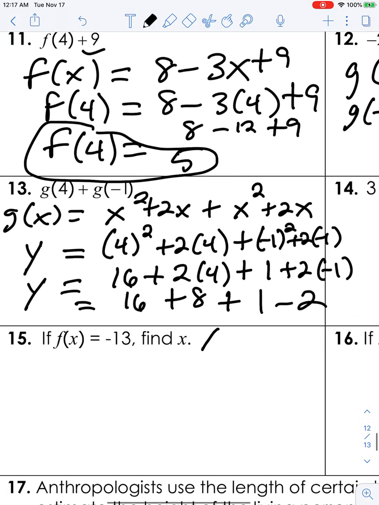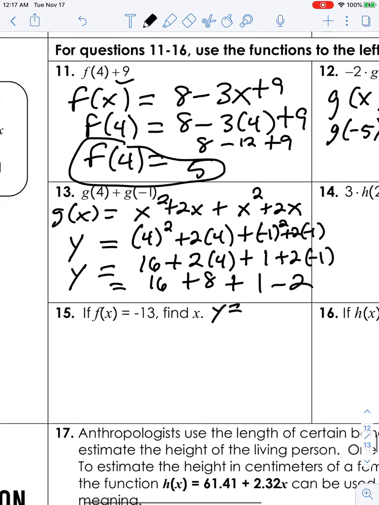And then it's pretty simple math from right here. What you're going to do is just add them up. So 16 plus 8 is 24. Plus 1 is 25. Minus 2 is 23. And that would be your answer.